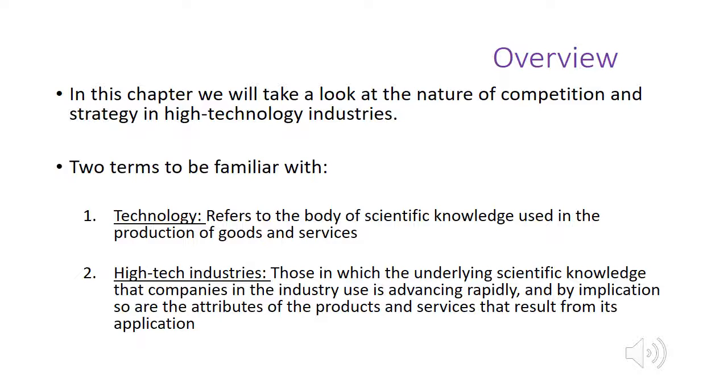Two terms to be familiar with are technology and high-tech industries. Technology refers to the body of scientific knowledge used in the production of goods and services. High-tech industries are those in which the underlying scientific knowledge that companies in the industry use is advancing rapidly, and by implication, so are the attributes of the products and services that result from its application.